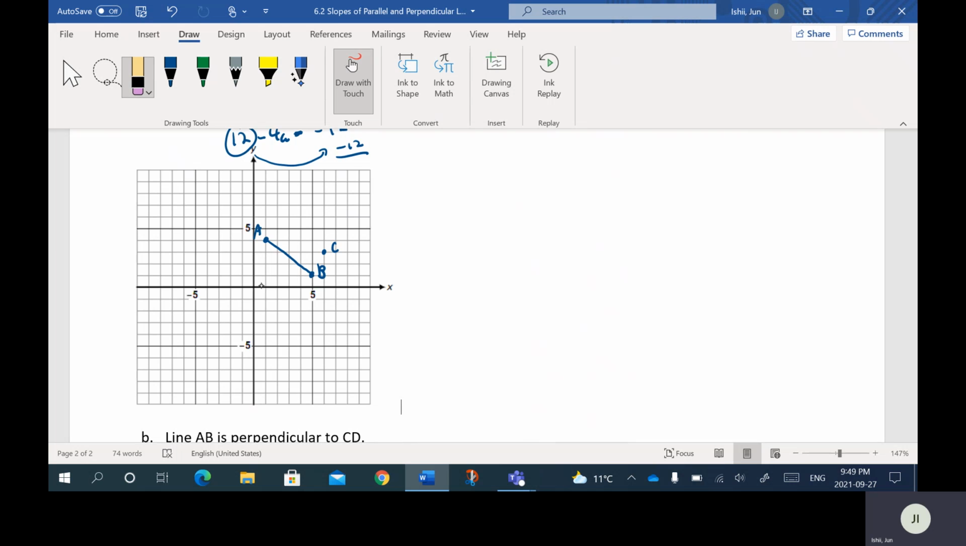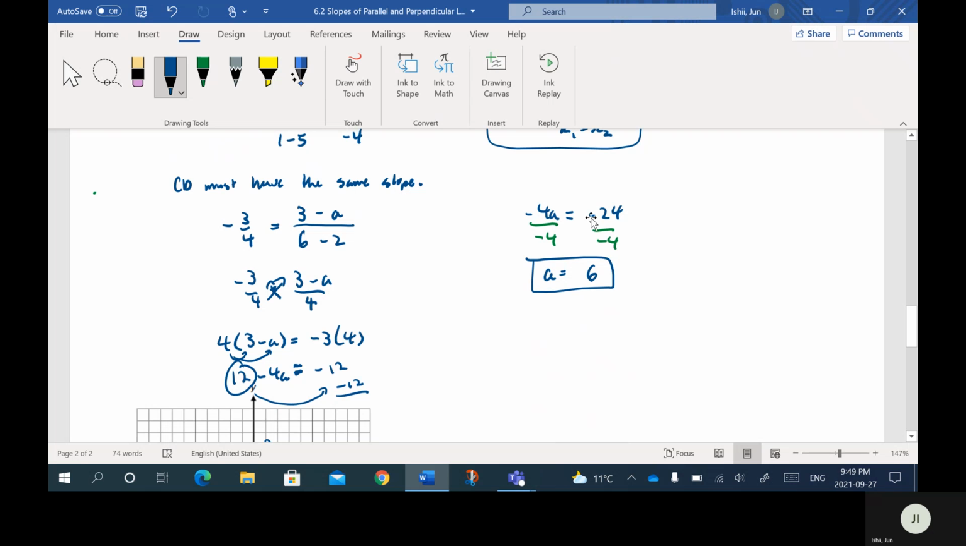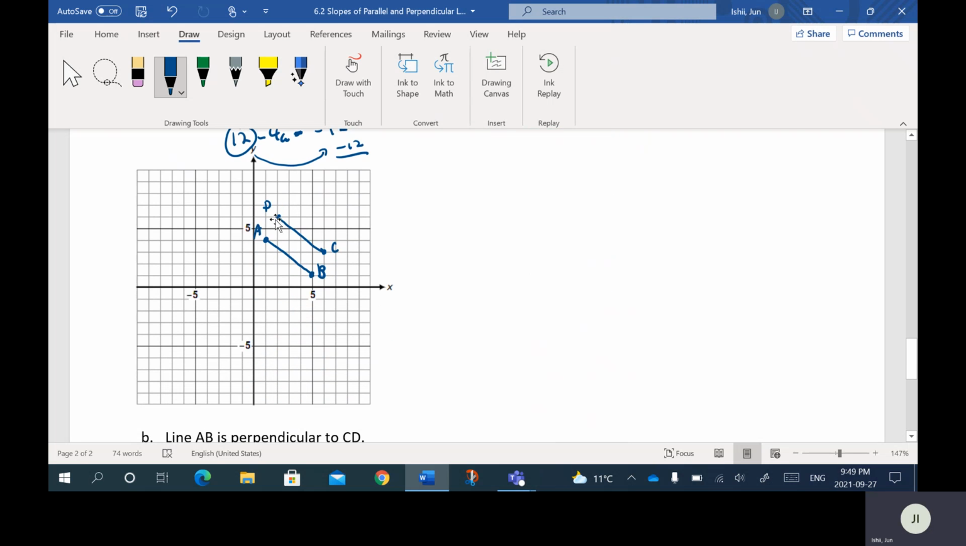So let's plot that. (2, positive 6) is right here. That's point D. So now if I connect these two together, you can see that the lines do appear to be parallel. Negative 24 divided by negative 4 is positive 6, so the value for A there would be 6. We'll indicate with arrows that these two lines appear to be parallel.